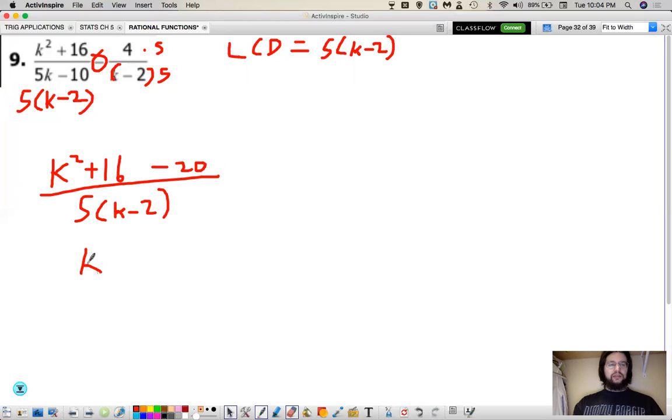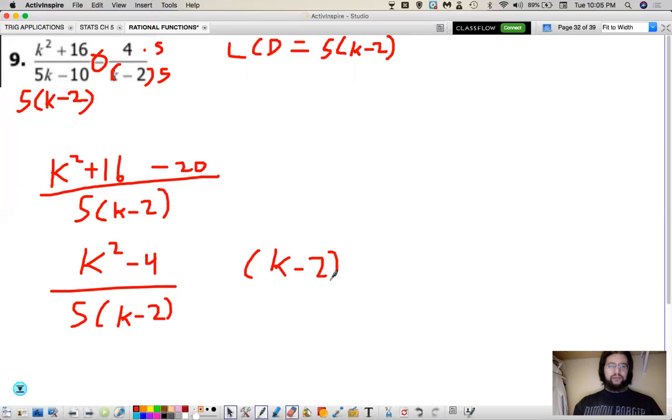Combine like terms. Factor. See a difference of squares here. Lots of factoring practice for you. Didn't learn it the first three dozen times we did it. Maybe you'll learn it now.